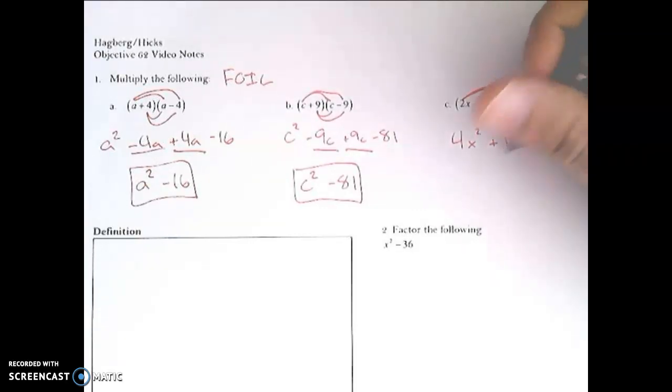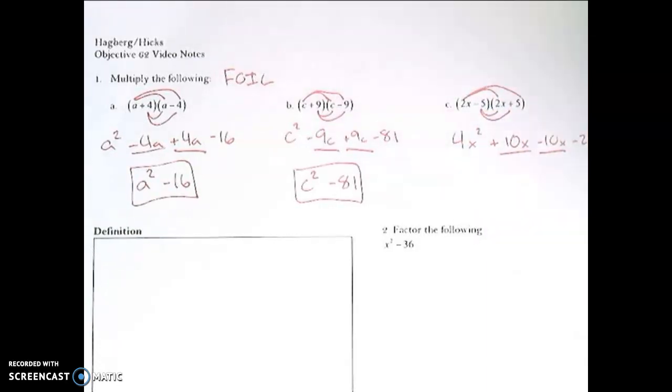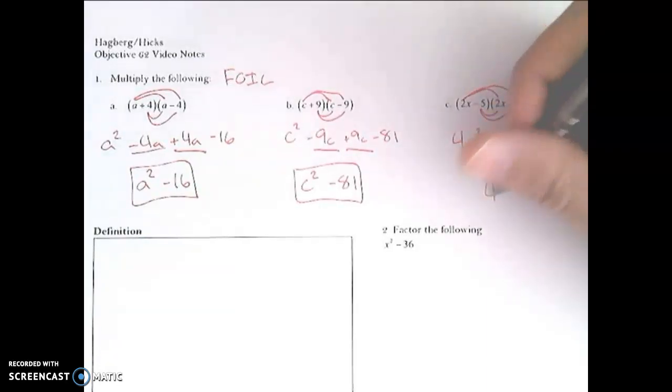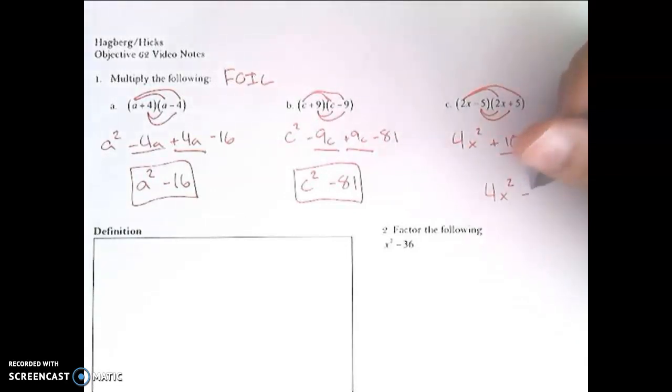You may already recognize the pattern. We have a positive 10x and a negative 10x that cancel, so we have 4x squared minus 25.